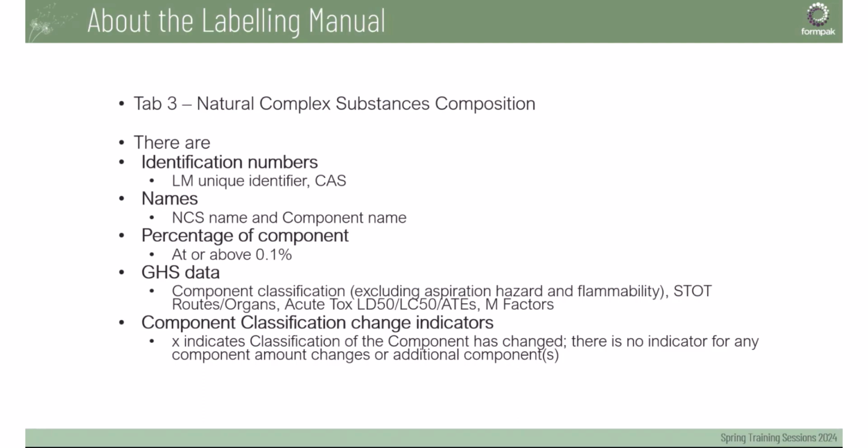There are component classification change indicators in sheet 3, and these only indicate where the component has changed classification since the previous labelling manual. So there's not actually any indicator that displays whether the component amount has changed or whether additional components are added or removed. So we'll talk a bit later about that and its implication.